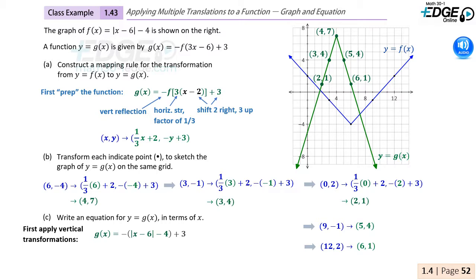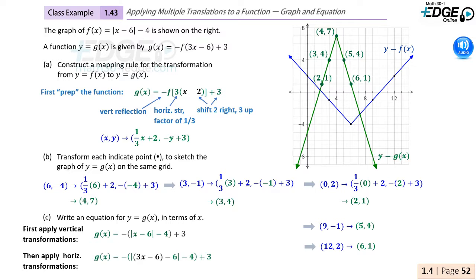Now we'll find the equation for g of x in terms of x. This means taking the original equation and applying the transformations to them. Let's first apply all vertical transformations. It's important here that we apply the reflection prior to the translation of 3 units up. You'll notice, therefore, that we've bracketed the absolute value x minus 6 minus 4, multiplying it by a negative 1 before adding our 3.